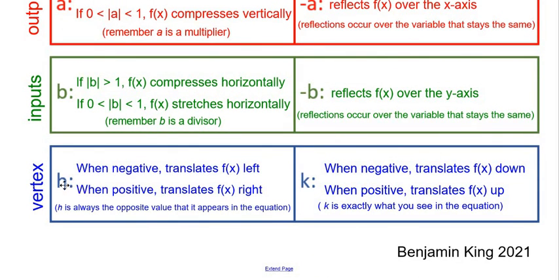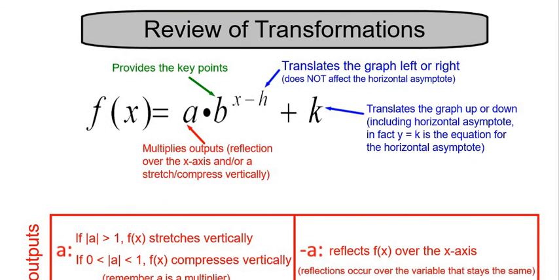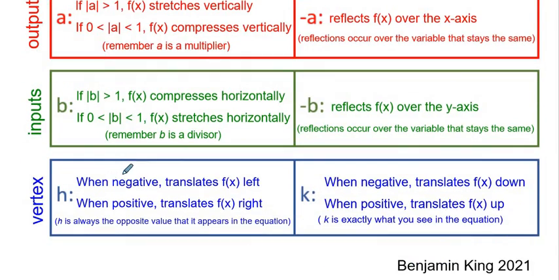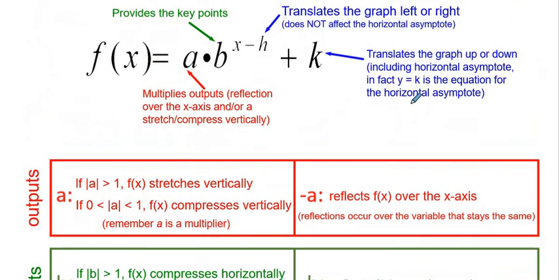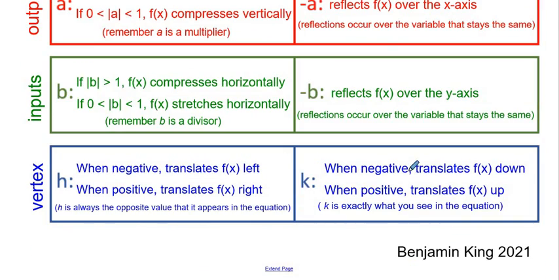And the vertex, of course, is going to be (h, k), but remember that h is always opposite. H is still negative. So if you actually solve in here an exponent of like x minus 3, h is actually 3. And if this is positive, it becomes negative 3. So when h is negative, the graph is going to translate left. When it's positive, it's going to translate right. H is always the opposite value. K is going to go up and down, changing the asymptote, changing specifically the horizontal asymptote. And when it's negative, it'll translate down, and positive, it'll translate up. Remember that k is exactly what you see, and h is the opposite.